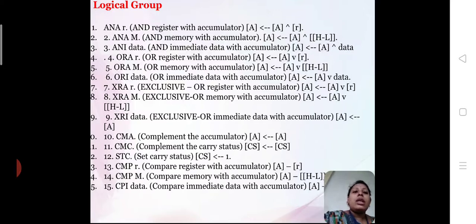Following that, OR operation and XOR operation all come under this logical group and the same process is done in this group. Here CMA means complement the accumulator. Next, CMC means complement the carry. STC means set the carry. Next, CMP means compare. Here there is somewhat of a difference between CMA and CMP. Don't get confused: CMA means complement and CMP means compare. So these are some of the examples of the logical group.